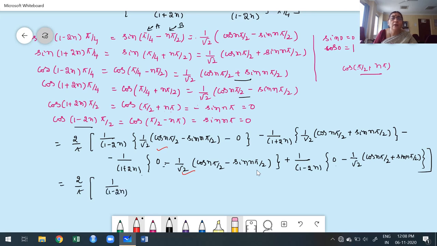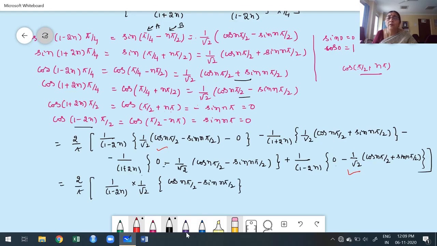I'm going to correct. 1 by root 2 is there. Here also 1 by root 2 is there. I'm going to take 1 by root 2. I'm going to take these two terms. From these two terms, 1 by root 2 of 1 by 1 minus 2n is common. What's the remaining here? For the first term, cos of n pi by 2 minus sin of n pi by 2.